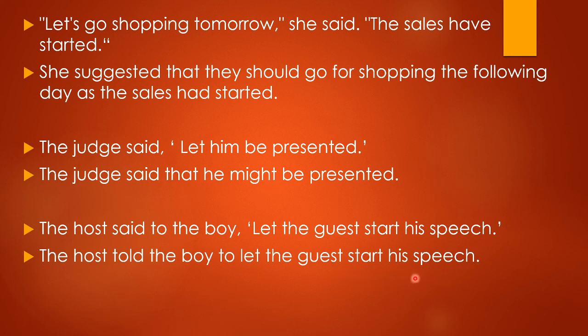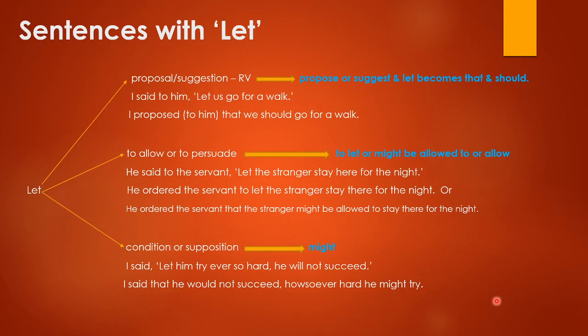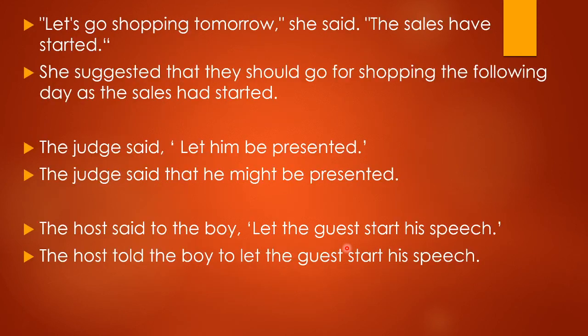Now, you just need to remember that let can be changed into these three forms, and then you can automatically do your sentences. Let can remain let only, it can change into that and should form, or it can change into might be allowed to, or allow, and might also. These are the only changes for let sentences. If you remember these, then there will be no problem.